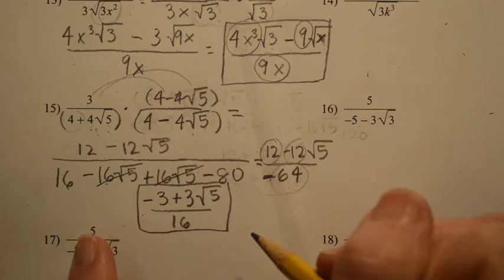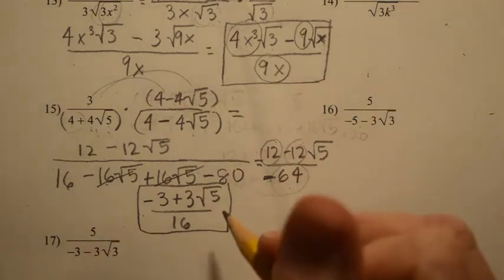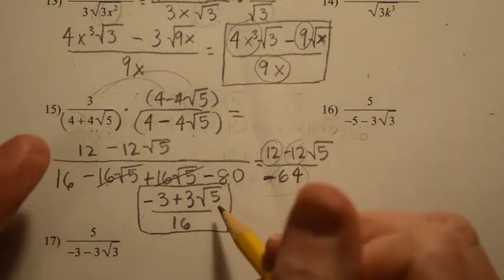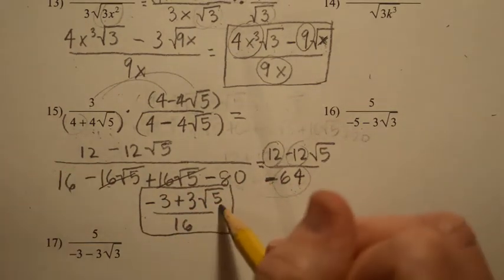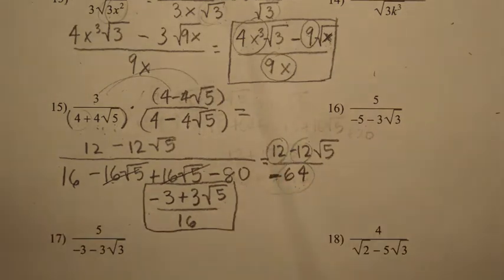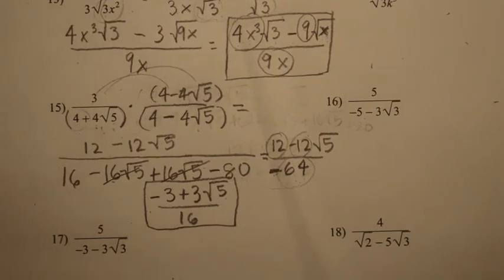We have no radicals in the denominator. We've simplified all the outies, found common factors in all of them, and then we've made sure that our radicals are completely simplified. Okay, let's take a look at problem number 17.